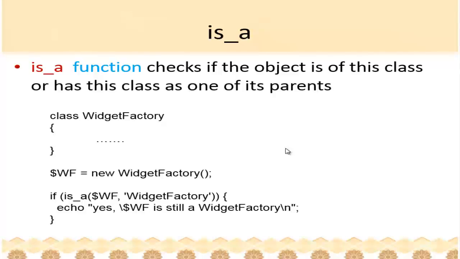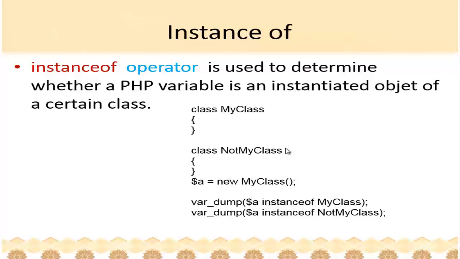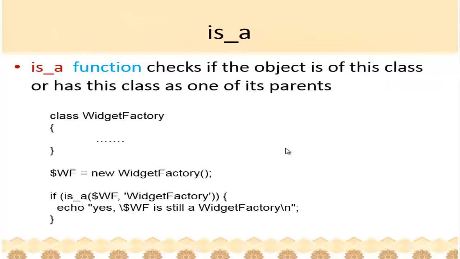The next one is is_a. What's the difference between is_a and instanceof? Instanceof is actually an operator, whereas is_a is a method. Both of them do the same thing. This is also used to verify whether a given object is of a given class type, but this is a method, whereas the other one is an operator. So what's the difference? The overhead is a bit more because it's a method; method invocation has to happen. The operator is straightforward and fine.